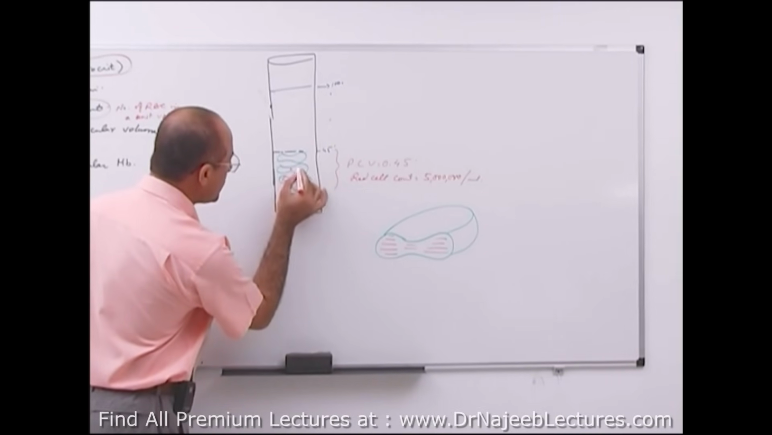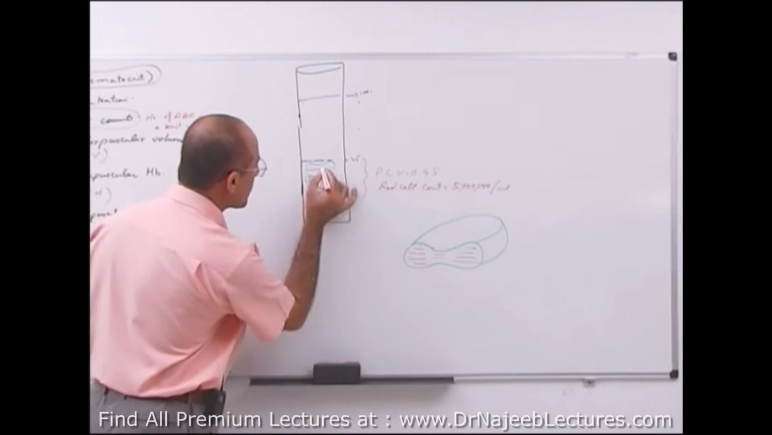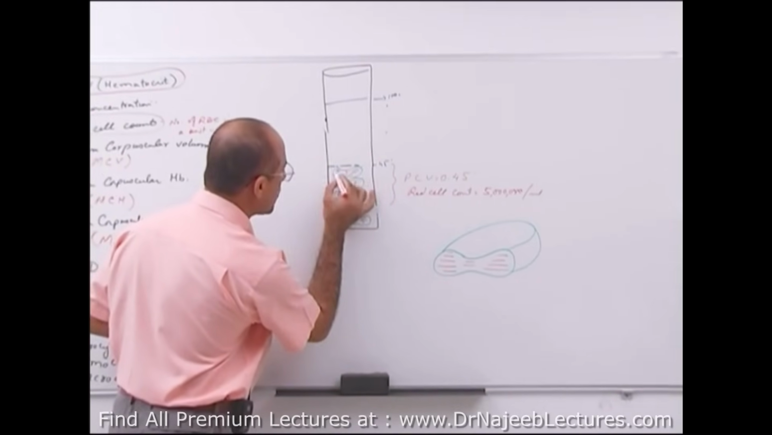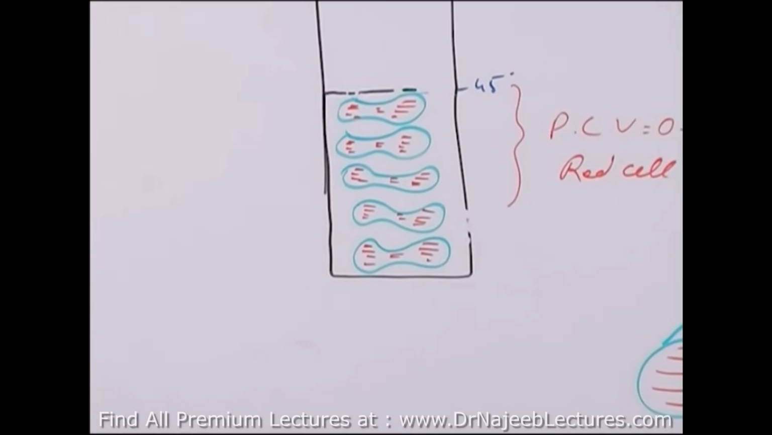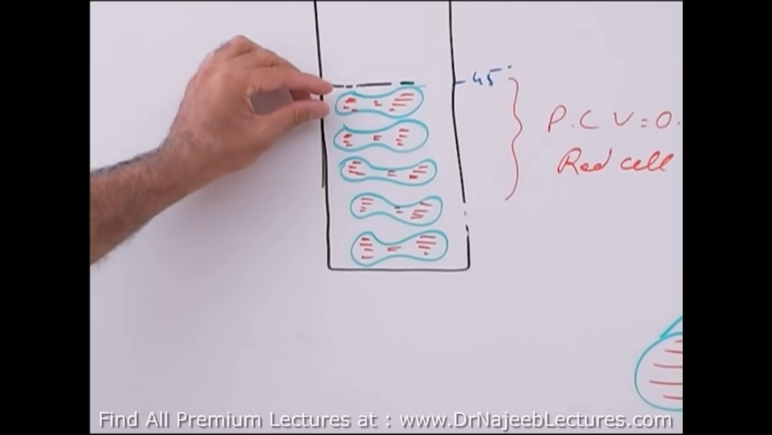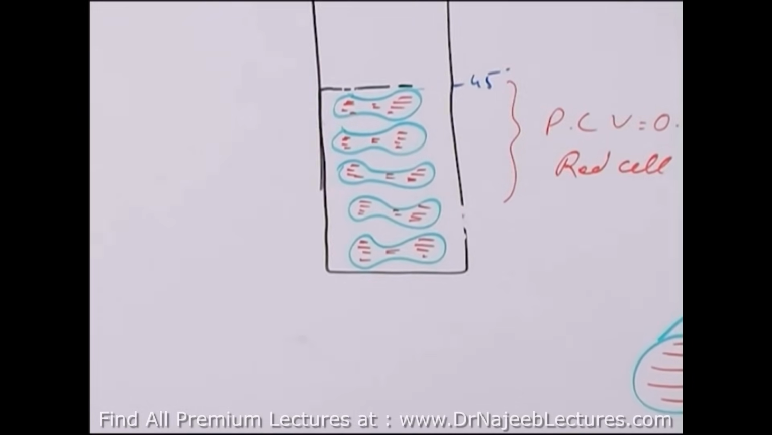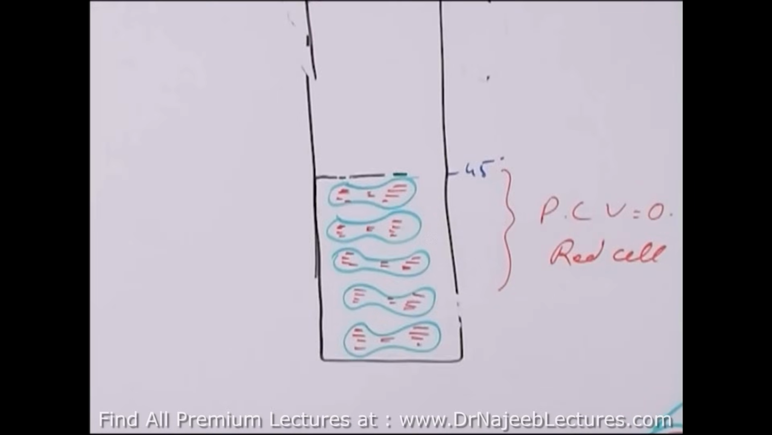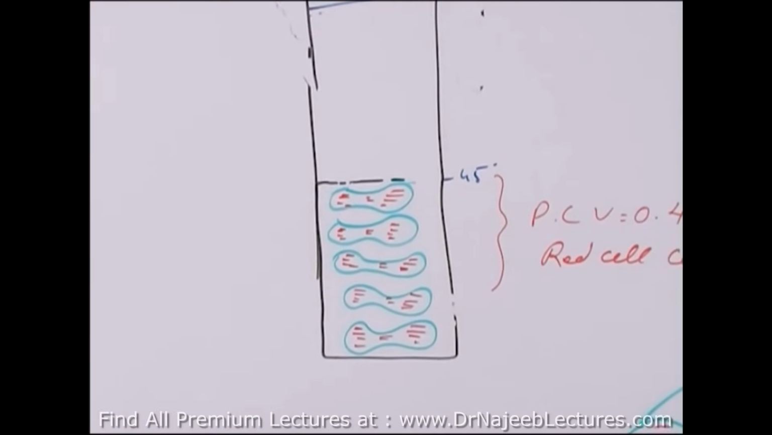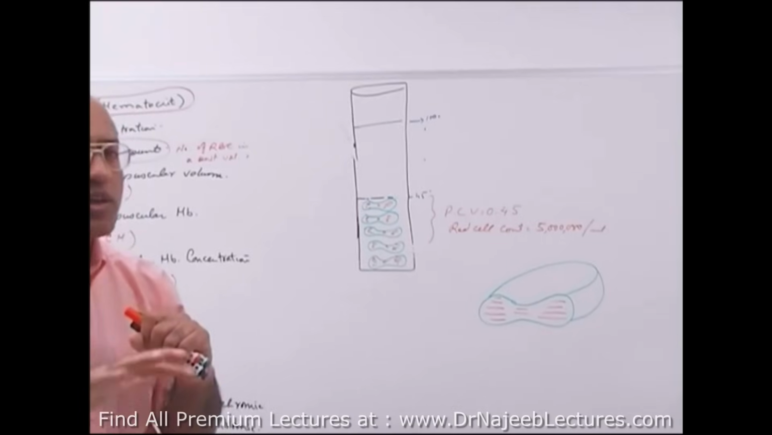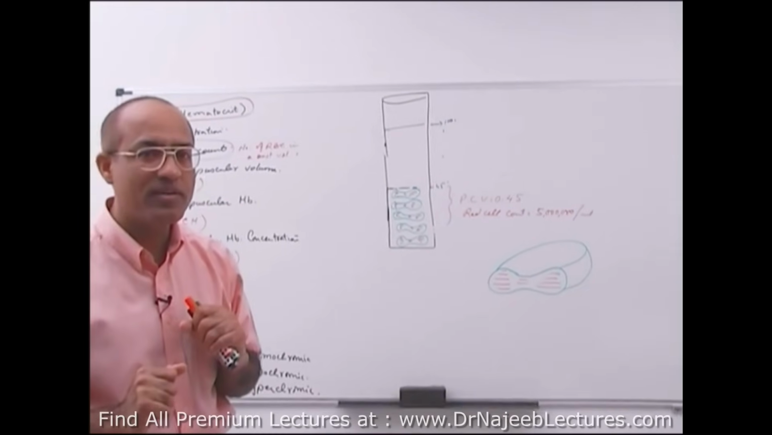Now, this is hemoglobin. Now, actually, red blood cells are not 100% full of hemoglobin. This is very important. A red blood cell is a bag of hemoglobin, but this bag is not 100% full. About 1/3 of it is loaded with hemoglobin.